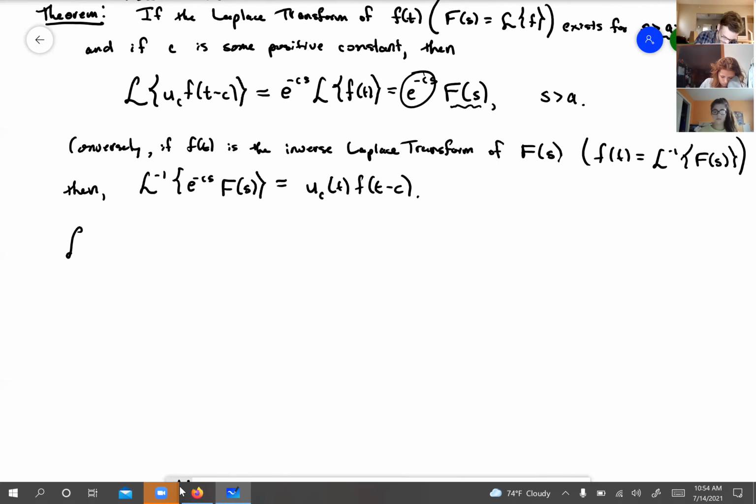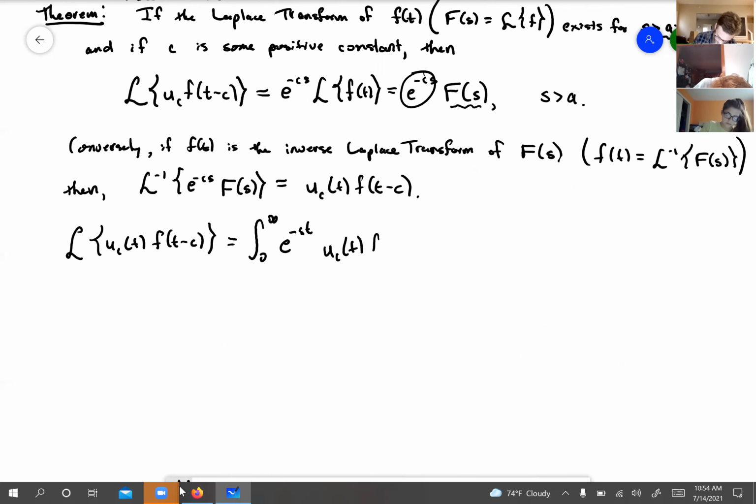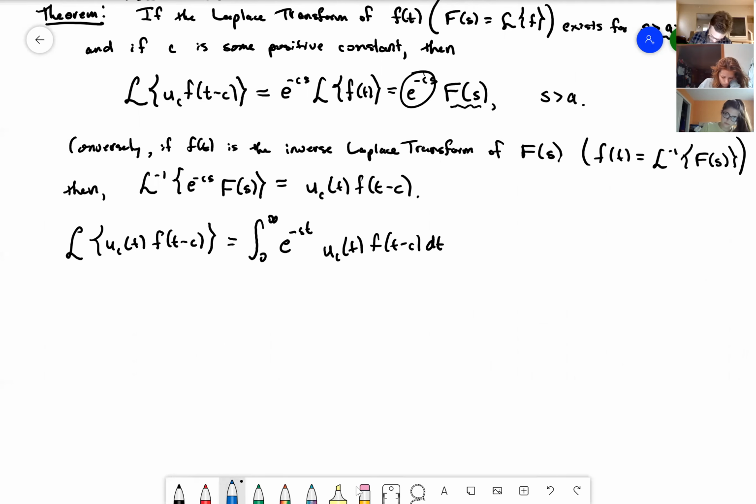Well, let's look at the Laplace transform of u_c of t, f of t minus c. Of course, by our formula for the Laplace transform, it is equal to the integral from 0 to infinity, e to the minus st, u_c of t, f of t minus c, dt. Now I can basically just do a u substitution at this point to solve this integral. So what I'll do is use green. This t minus c will be my u. So du is just the same thing as dt in that case. And t is equal to u plus c.